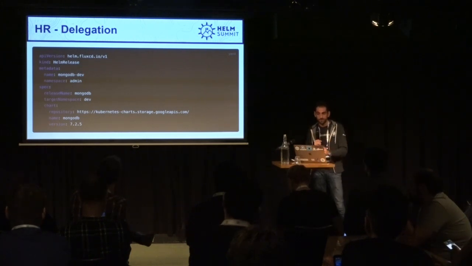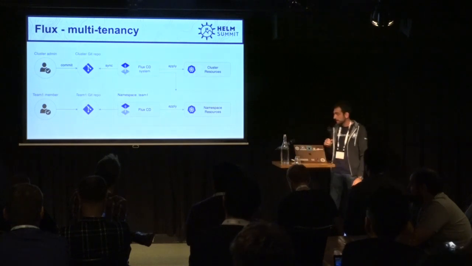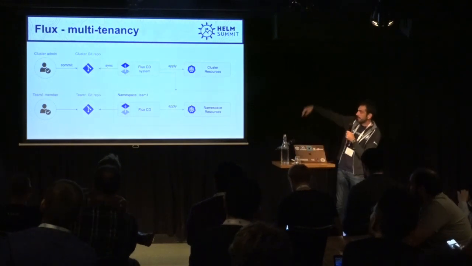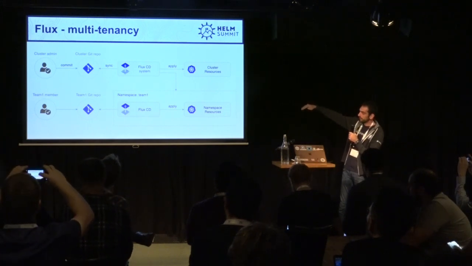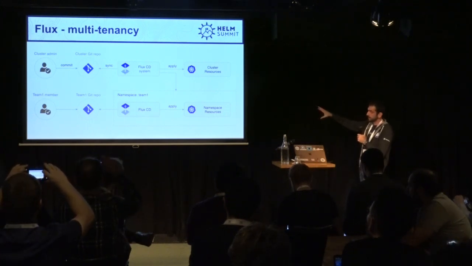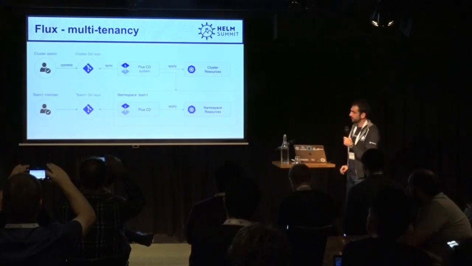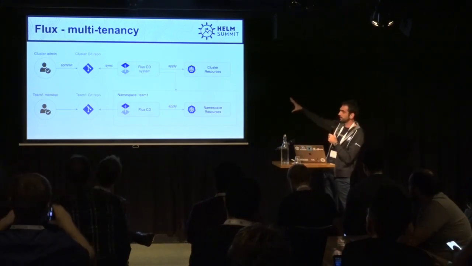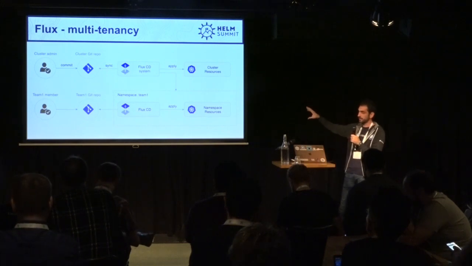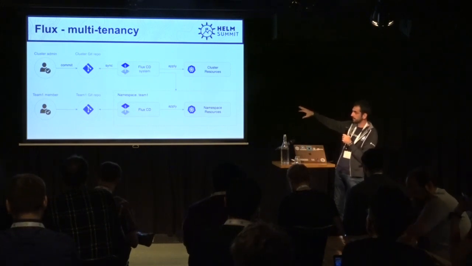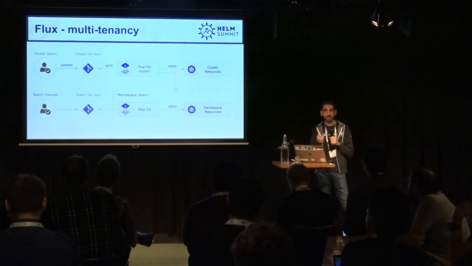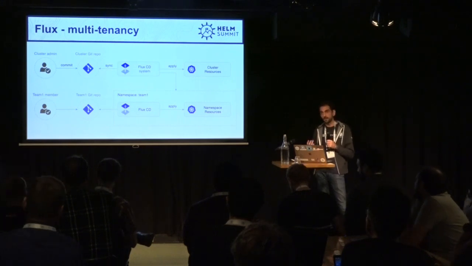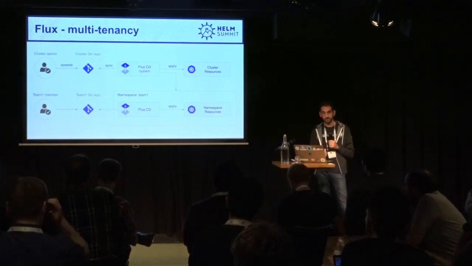Also, if you use something like multi-tenancy, then you can delegate things from the cluster level to the namespace level. How we do multi-tenancy with Flux and Helm operator is like this. We have a cluster Git repo that's controlled by the cluster admins, and what's there in the cluster Git repo is the definitions of global cluster resources. Stuff like namespaces, stuff like cluster role bindings, custom resource definitions, right?